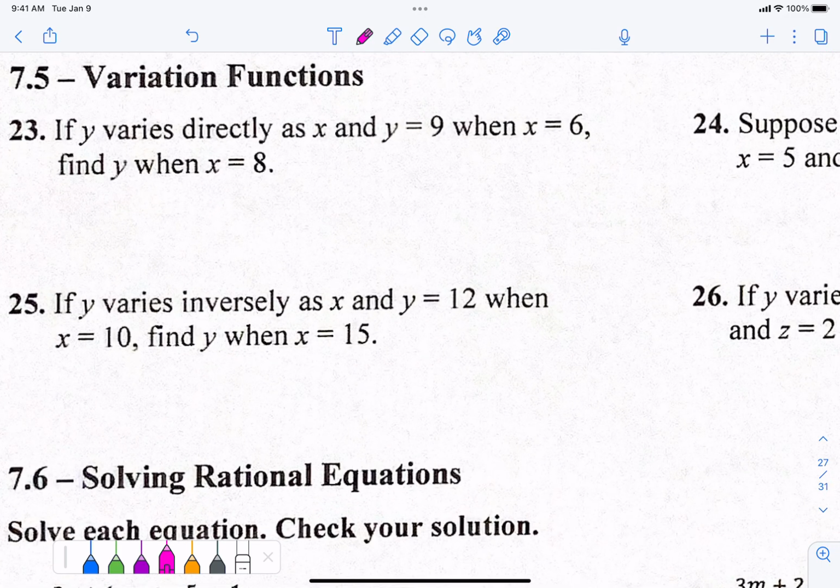Number 23. I don't know if you remember us doing this section, but we separated it into 3 chunks, right? First we're going to write out what equation we're going to use.